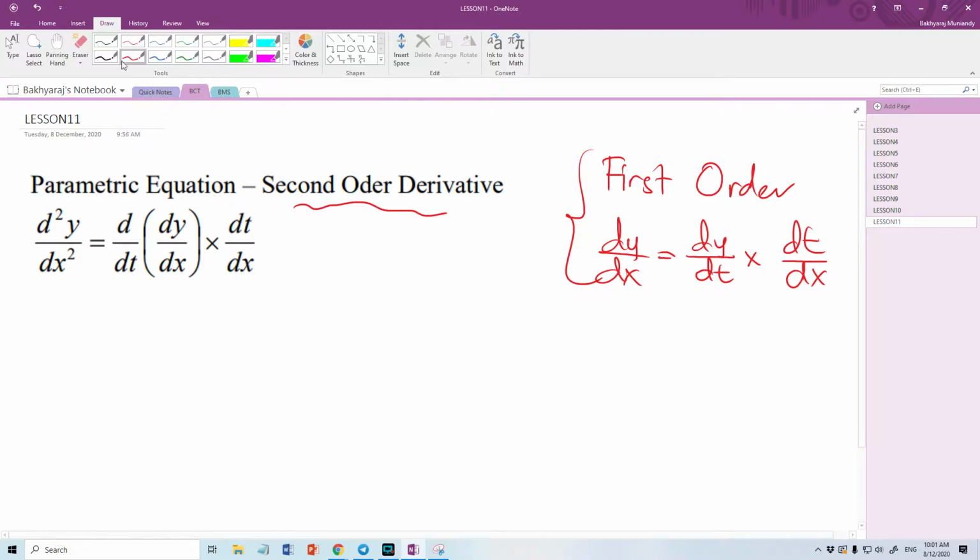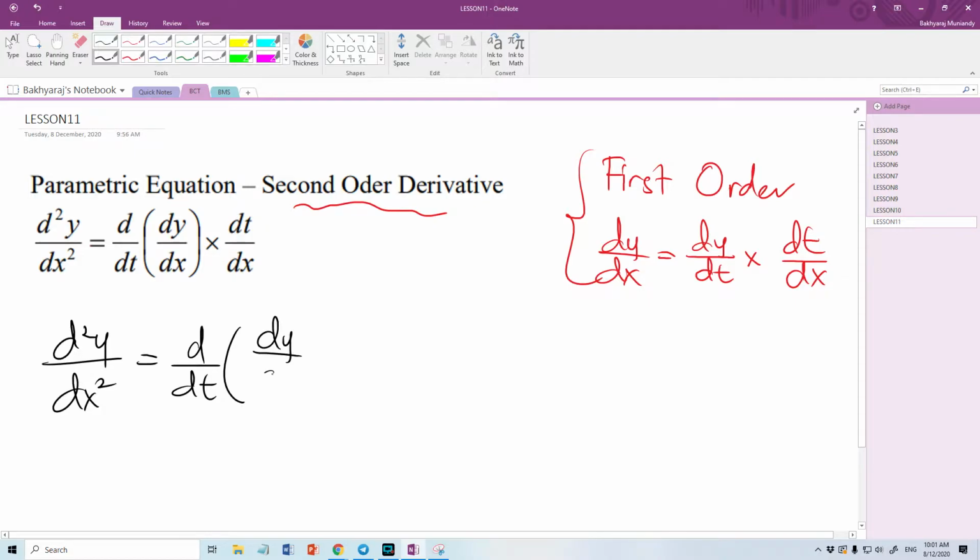So second order is d square y over dx square equals d over dt, and we have to find dy dx. We have to find dy dx first. Then we differentiate with respect to t, and then multiply by dt over dx. This is the formula. To understand the formula, we need to try some questions. You can copy the formula.